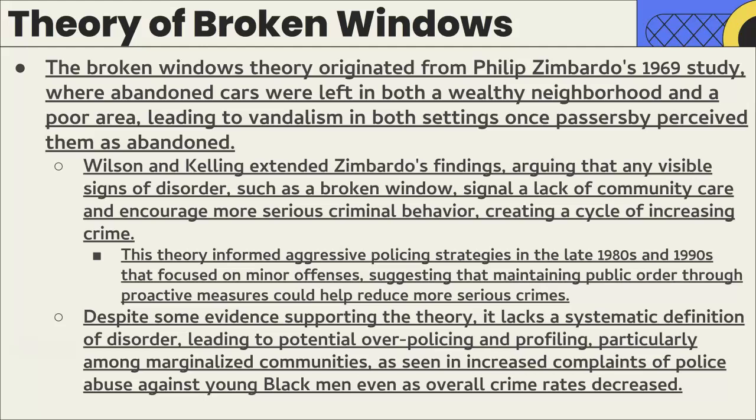So in the 1980s and 90s, this theory helped shape policing strategies that focused on minor offenses like traffic violations and public drinking or drug use, and research shows that this approach aimed at maintaining public order can reduce more serious crimes like robbery. However, it's still unclear if the broken windows theory applies to all types of crime. For instance, while walking through a neighborhood filled with trash might encourage people to litter, it might not necessarily lead to more serious crimes like someone murdering someone, right?